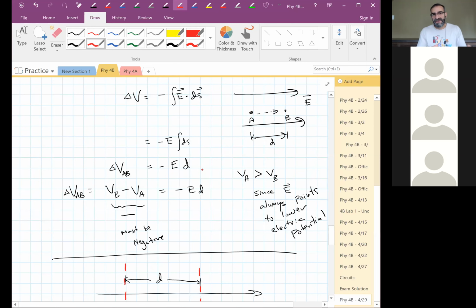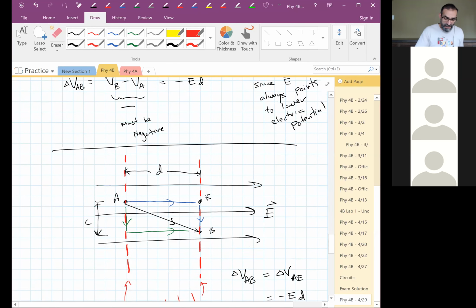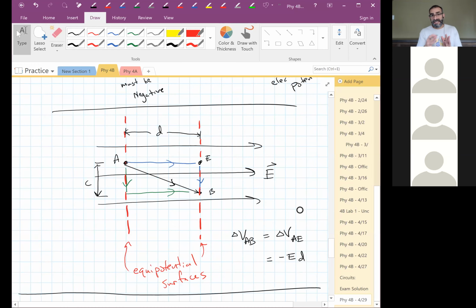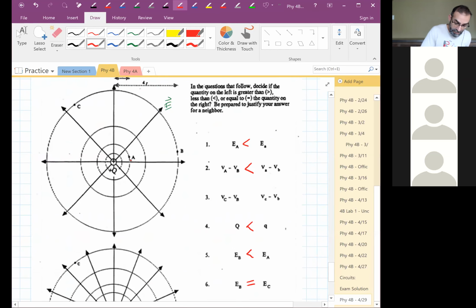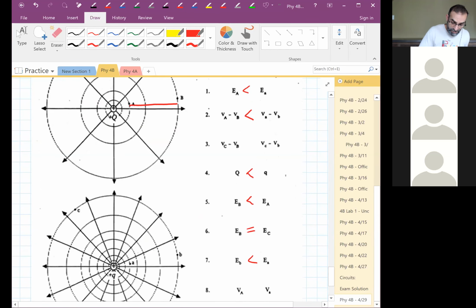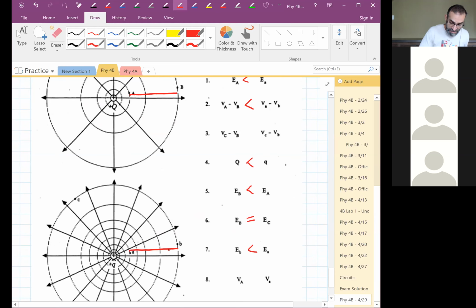So I know this electric field's not constant, but if the distance is the same for both of these situations, and it is, right? The distance is the same for both. We're going from A to B here, and we're going from A to B here. The distance is the same for both of them. But in one case, the electric field is much stronger. So the electric field integrated over the distance is going to be a bigger amount. Okay.